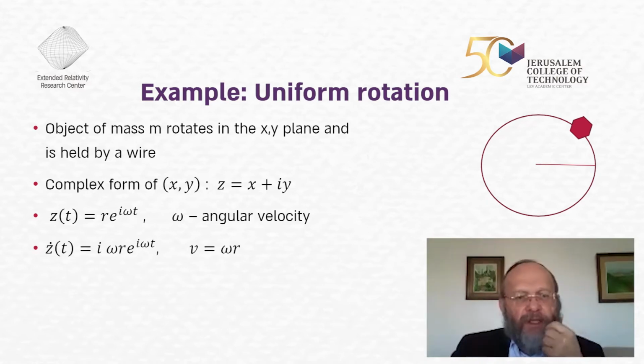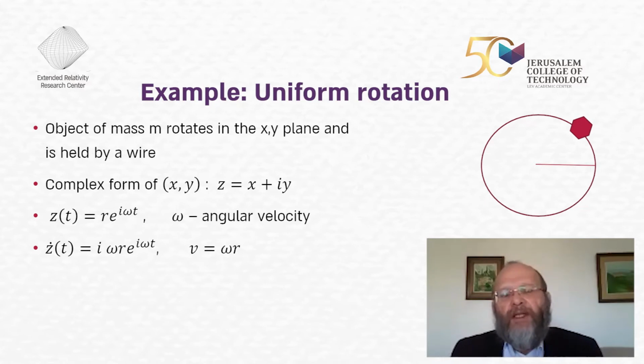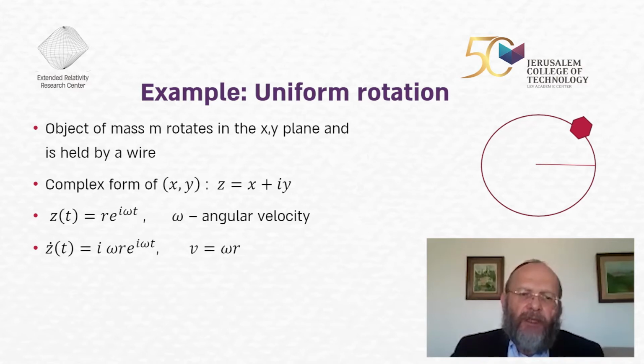Now, if we want to find the velocity, we have to differentiate this. r is constant, so you differentiate the exponent and get i omega r e to the power i omega t. The factor i times e to the i omega t is a vector perpendicular to the vector e to the i omega t, since multiplication by i rotates by 90 degrees. The magnitude is omega r. So the size of the velocity is omega r, and it is perpendicular to the vector z of t.